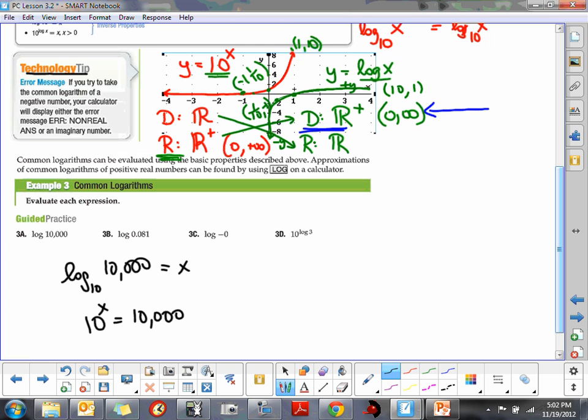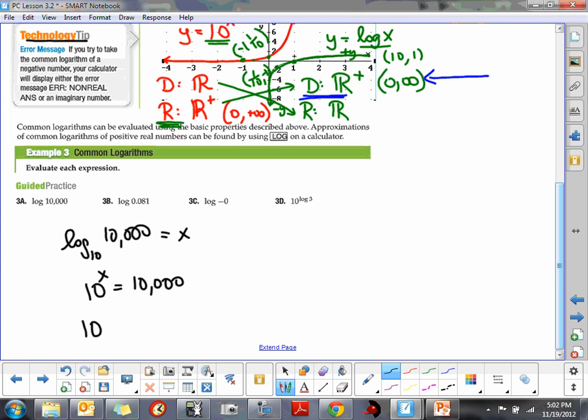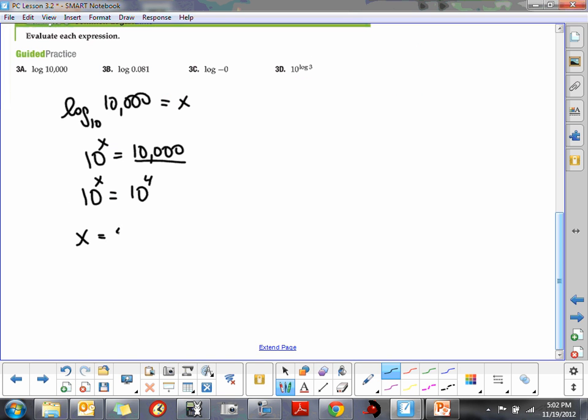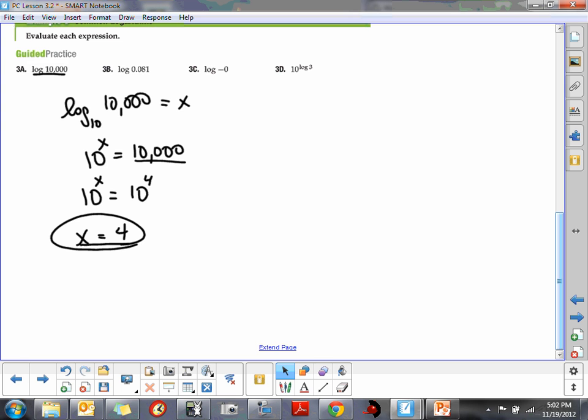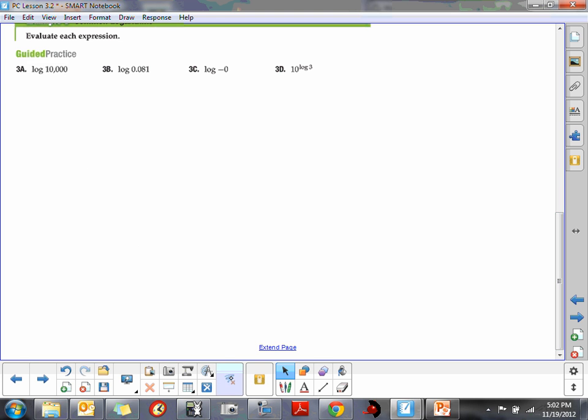Well, since this one's pretty simple to do, it's 10 to the x equals 10,000, and 10,000 is 10 to the 4th power, therefore x has to be equal to 4. The exponent that we raised 10 to to get 10,000 is 4, and that's exactly what this statement is asking to find, that exponent. Okay, so that one you can do without the use of a calculator, no problem.